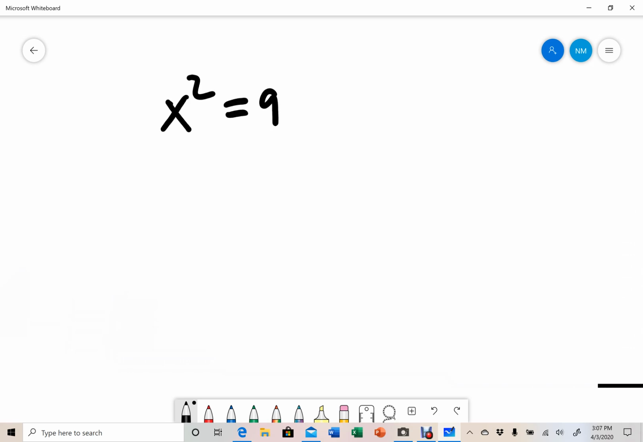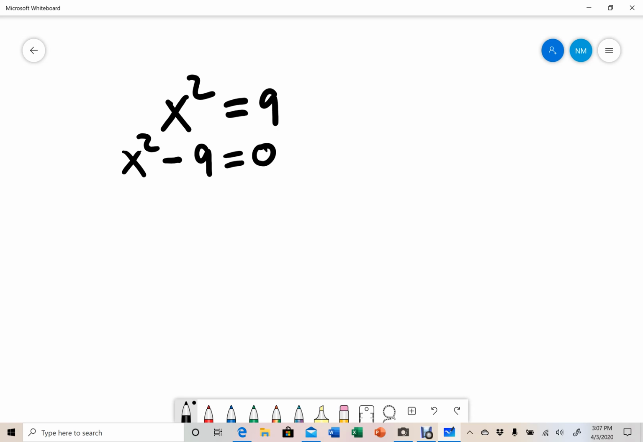We've got x squared minus 9. The first thing is standard form. So x squared minus 9 equals 0. Now, can I factor this? And if I can factor it, how am I going to factor it?